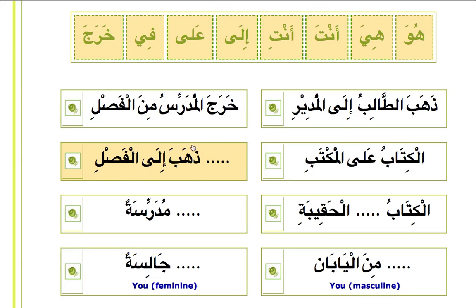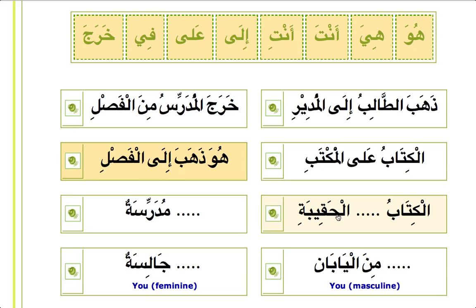Here we got a fa'al here, but something has to come in front. So there has to be a mubtada now. So we're looking for a mubtada. So what can be mubtada here? It can be ذهب means huwa. So it has to be a male. A pronoun, we're looking for a pronoun, that is huwa. Huwa ذهب إلى الفصل. He went to the classroom. خرج المدرس, the teacher left from the classroom.